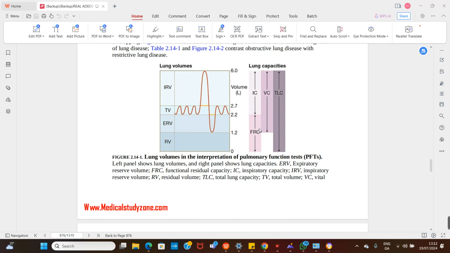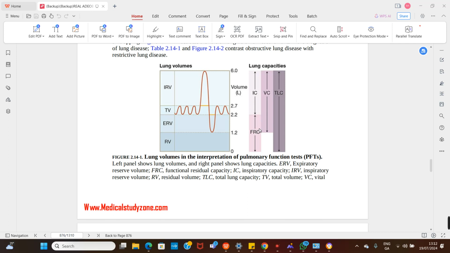Your functional residual capacity is actually the volume of air that is remaining in the lungs at the end of your normal tidal expiration. So if I'm doing a normal tidal exchange, the amount of air that will remain in my lung is my functional residual capacity. But if after your normal tidal exchange, you try to breathe out maximally so that you can take out your expiratory reserve volume, the amount of air that will now be remaining in that situation is your residual volume.